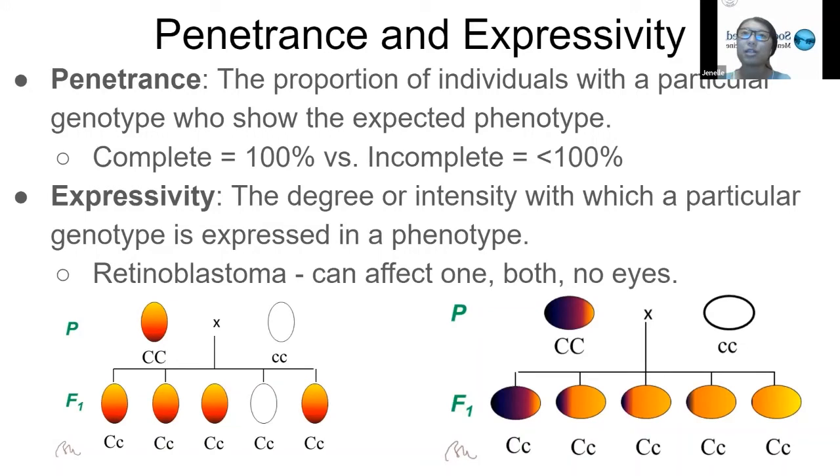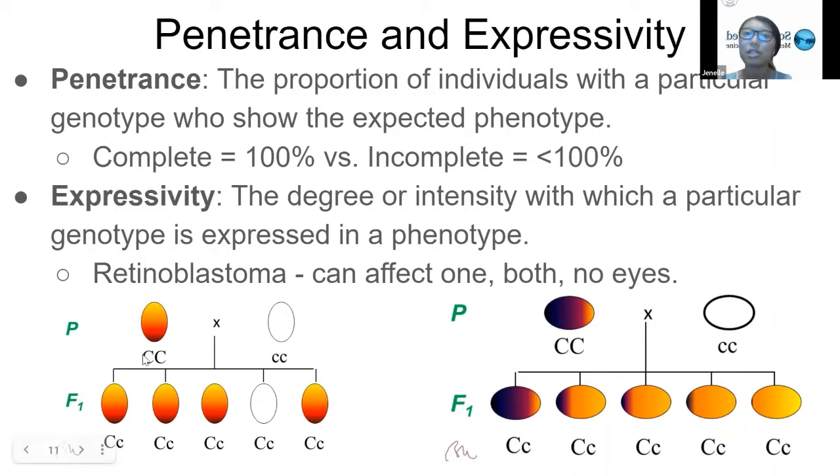So usually complete penetrance is considered when 100% of these individuals show that expected phenotype. It's incomplete when you're expecting the phenotype and less than 100% are showing that phenotype. And that's the example I was showing on the left bottom diagram here.